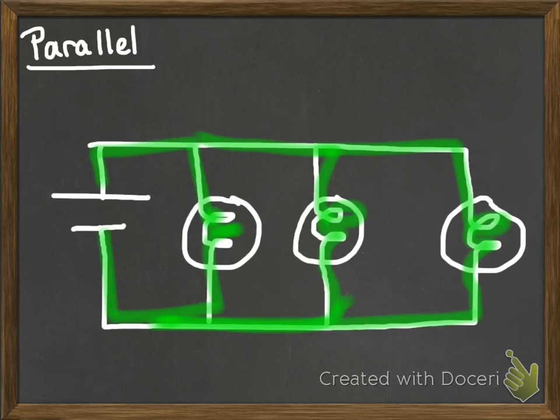Your house is wired in parallel. That way, when you turn on your air conditioner, your oven doesn't turn on the same way. Or when you turn off the lights at night, the air conditioner and your alarm clock don't turn off. Parallel circuits are much more useful for your house.